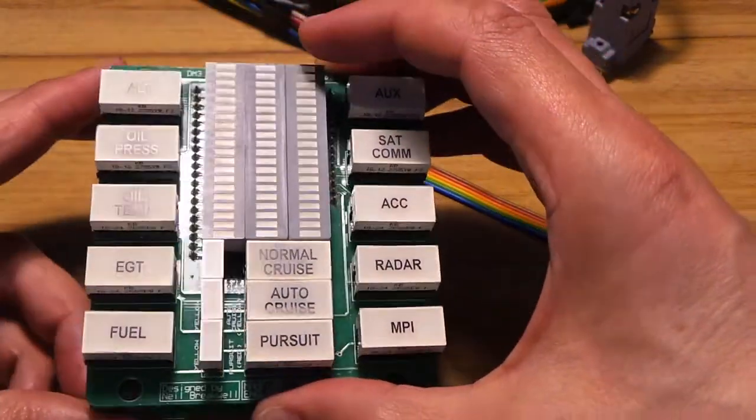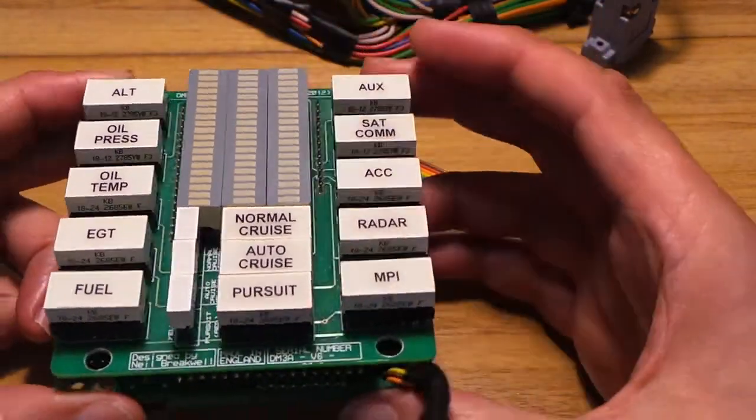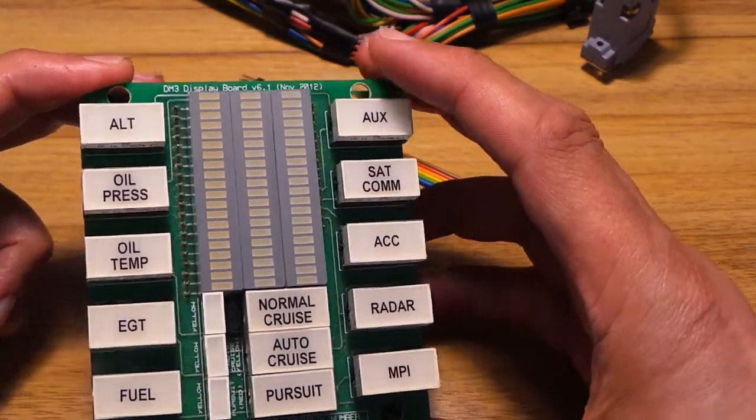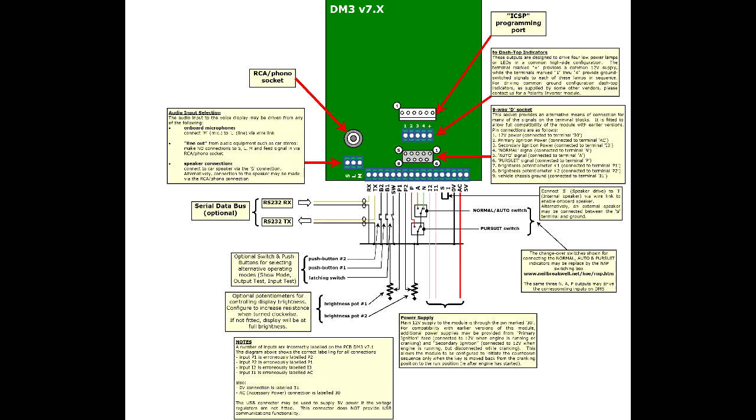So let's go ahead and look at a diagram of the connections to the unit, and then we'll power the unit up and show it in operation. Here we have a diagram showing the connections to DM3, and this is version 7 of the hardware. That is the 2-board configuration.